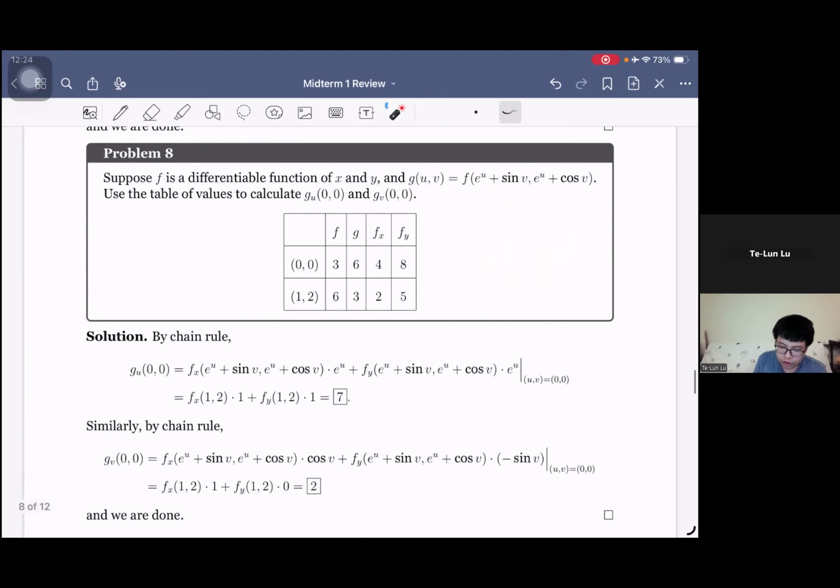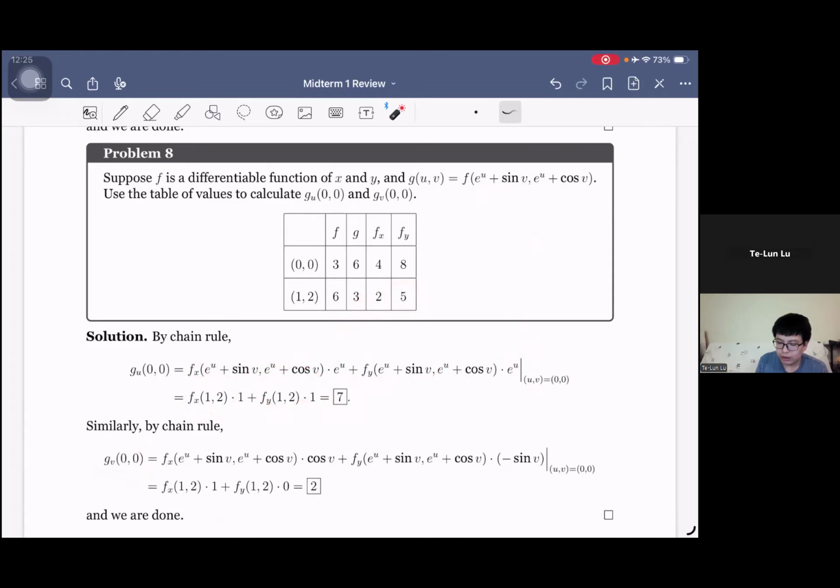By definition, g_u(0,0) is defined to be f_x first, times the derivative of x with respect to u, so that's e^u, plus f_y times the derivative of y with respect to u. That's this guy. And we'll plug (u,v) to be (0,0), which eventually gives you f_x(1,2) and f_y(1,2). By the table, this guy is 2, and this guy is 5. So you get 7. And the same thing happens for v.